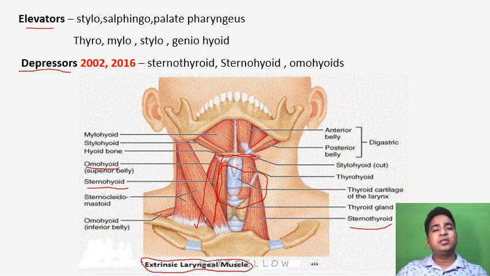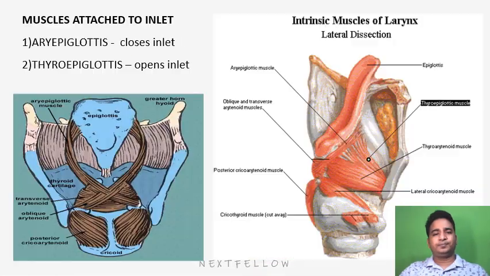What are the other muscles? Like the thyrohyoid. Again, this is above the thyroid. This is my hyoid bone and this is my hyoid and thyroid. So if this muscle contracts, the larynx will go up. So by that you can easily recall which are the elevator and which are the depressor muscles.